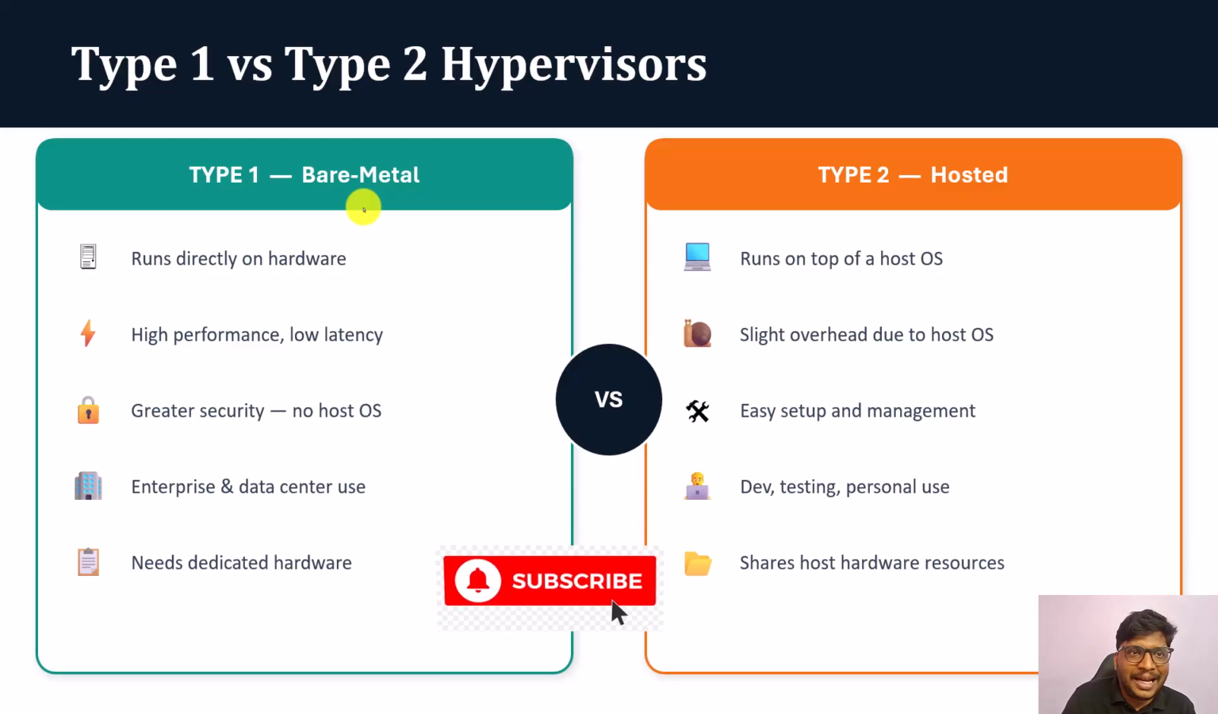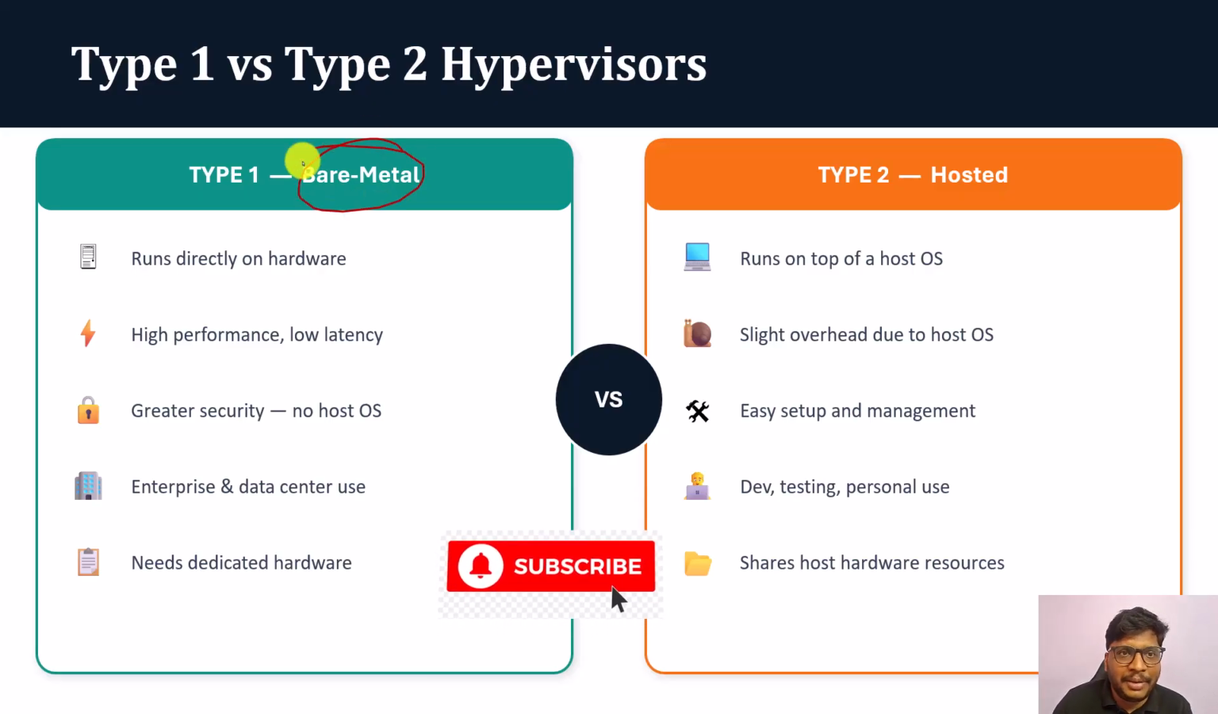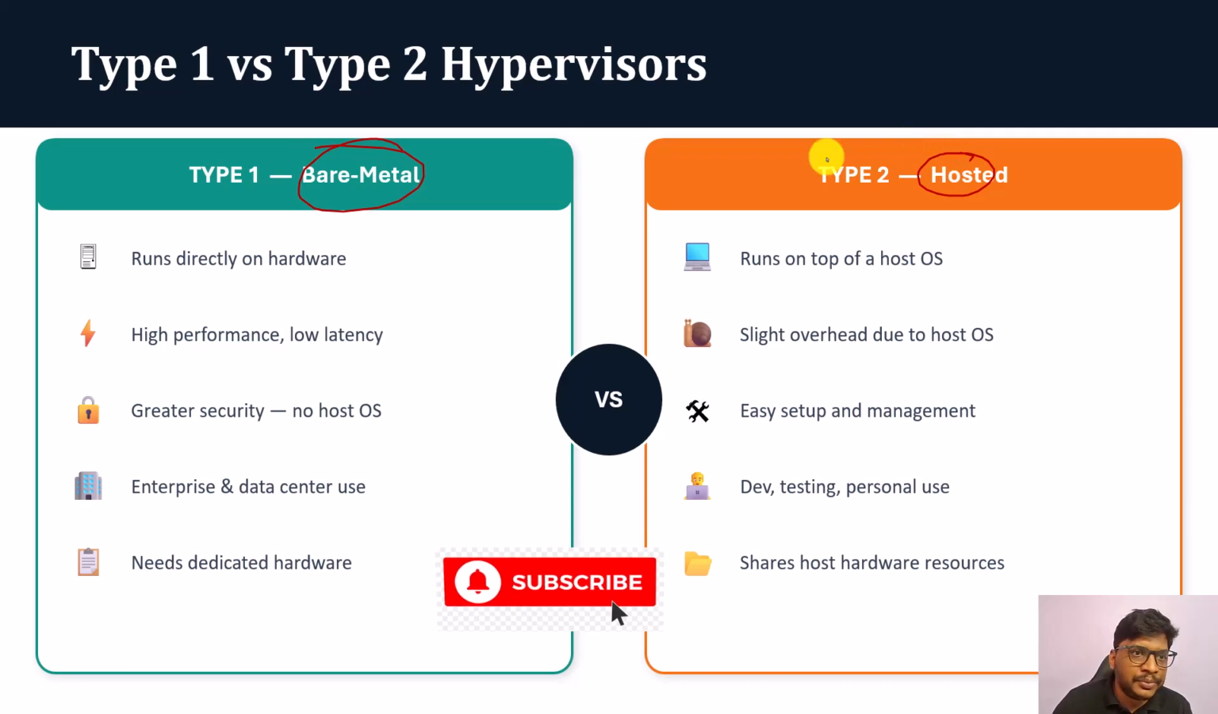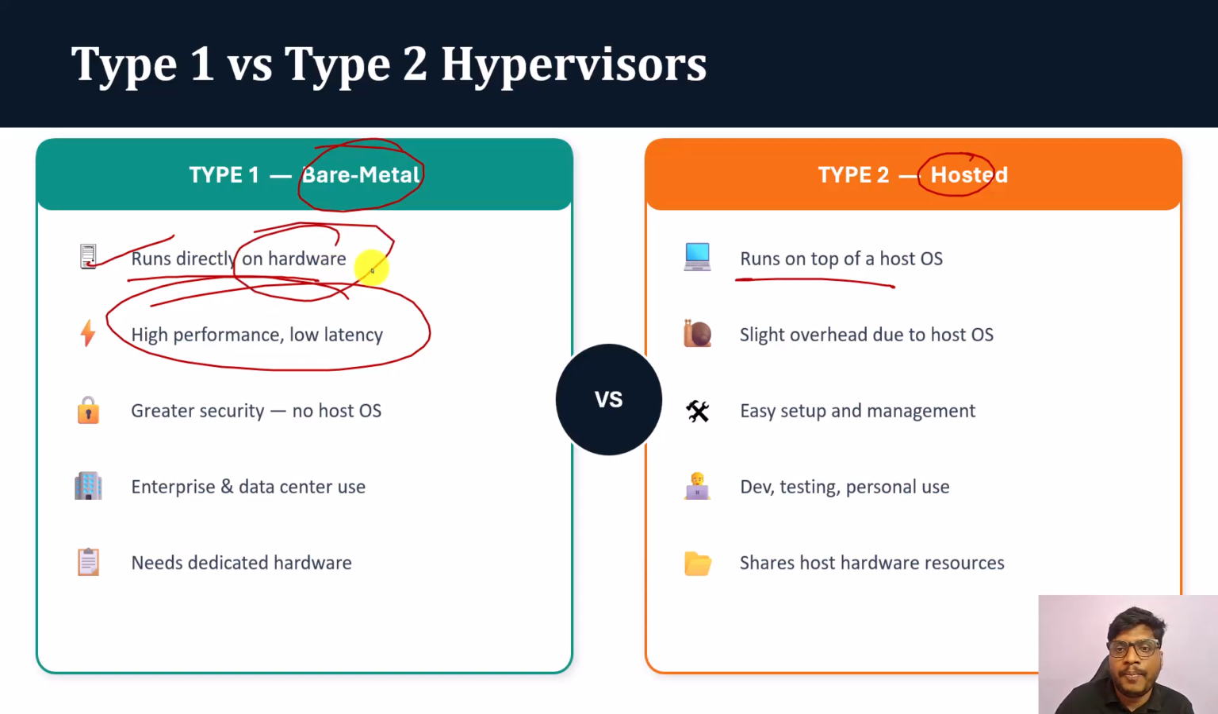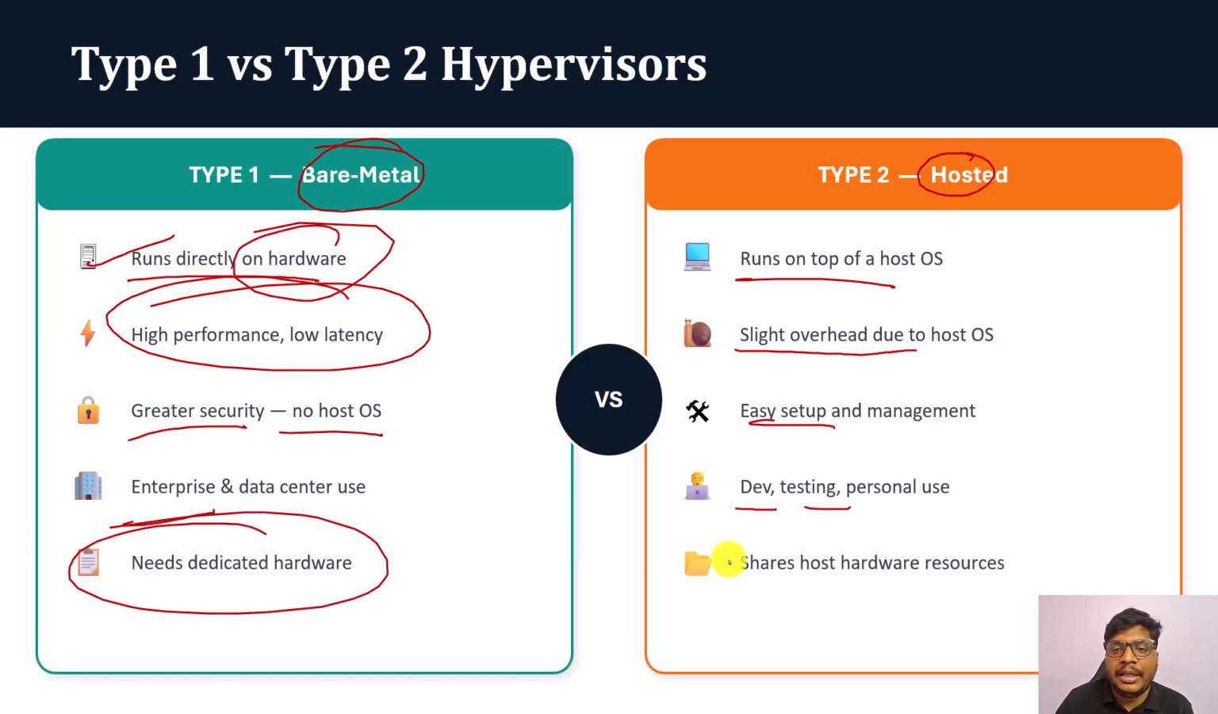You can see a comparison here. Type 1, bare metal; type 2, hosted. Runs directly on hardware, versus runs on top of the host operating system. High performance and low latency because we are dealing with the hardware here, versus slight overhead due to the host operating system. Greater security and no host operating system. Type 2 has easy setup and management. Type 1 is for enterprise and data center use; type 2 for developer, testing, personal use. Type 1 needs dedicated hardware, and here type 2 shares host hardware resources. So this comparison is also very important.